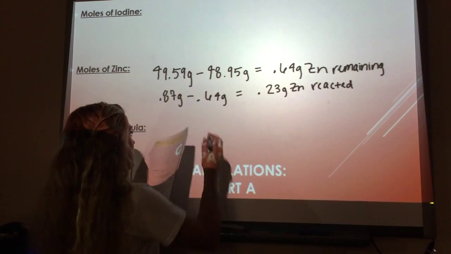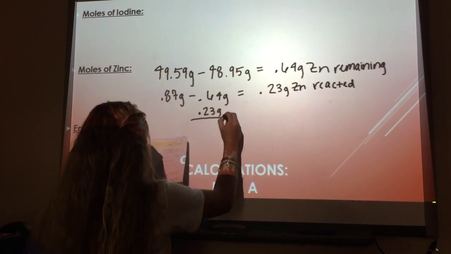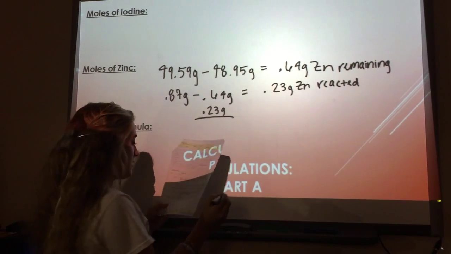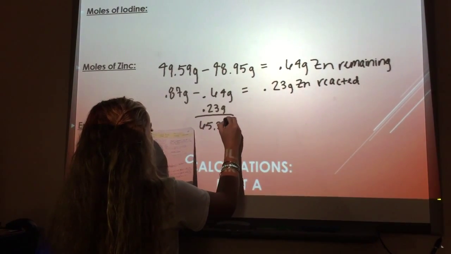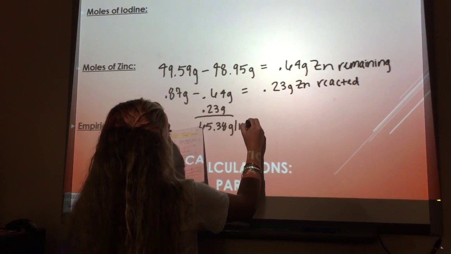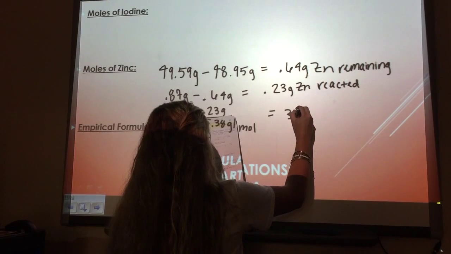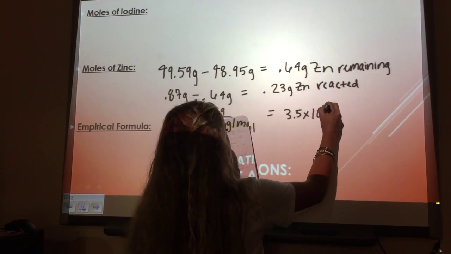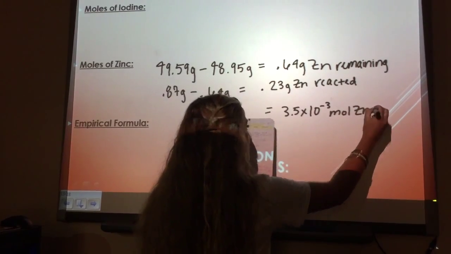Then we had to divide our zinc reacted, which is 0.23 grams, by the molar mass of zinc, which is 65.38 grams per mole, which is equal to 3.5 times 10 to the -3 moles of zinc.